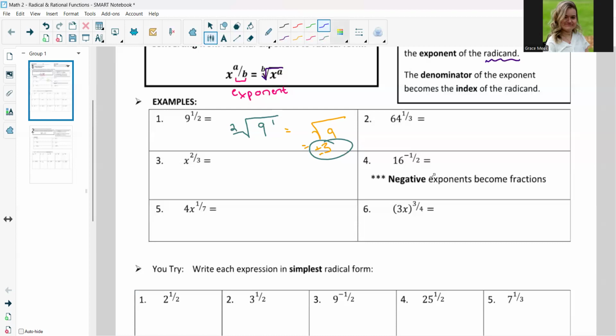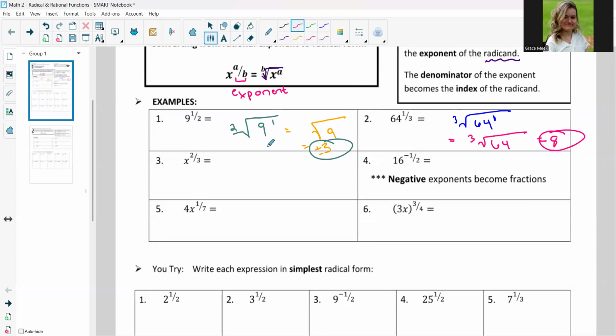On problem 2, we have 64 to the 1/3 power. So, again, I'm going to have my radical symbol and I'm going to have 64 on the inside. Because it's the numerator, I'm going to put 1 as the exponent. The number on the shelf is going to be 3. Then I'm just going to simplify. I'm going to have the cube root of 64, and I believe that's 8. But that's all we're doing here.